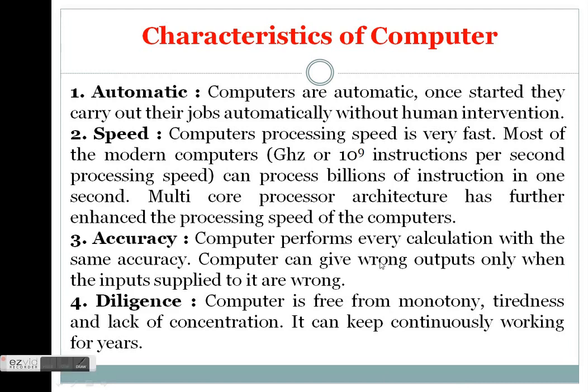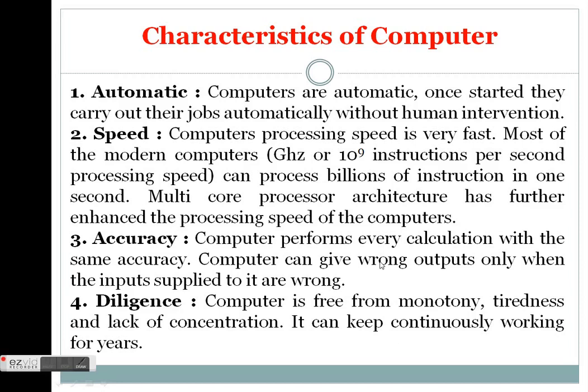Students, the second characteristic of computer is speed. The processing speed of modern computers is very fast. Most modern computers can process millions or billions of instructions in 1 second. Nowadays, most processors come with multi-core architecture, which has further enhanced the processing speed of computers manifold. The third characteristic of computer is accuracy.